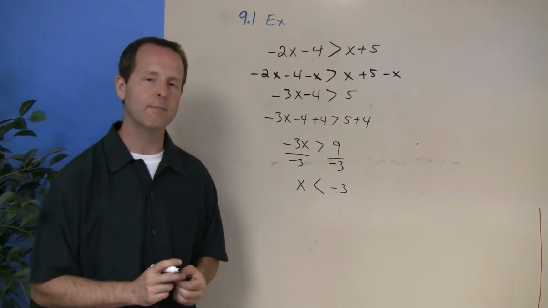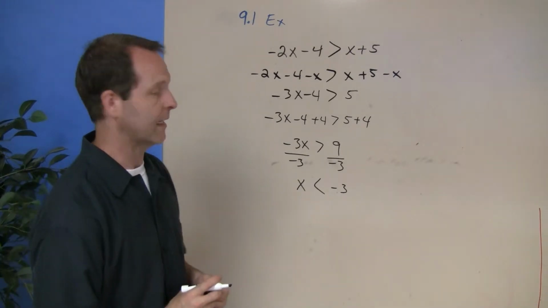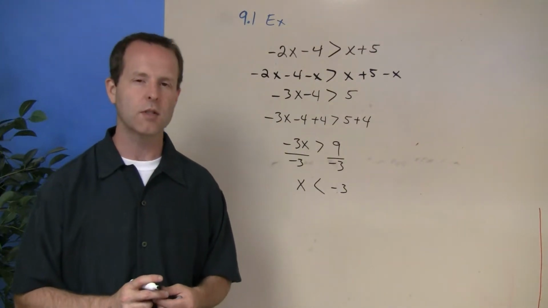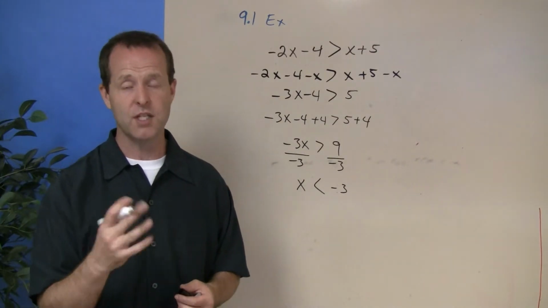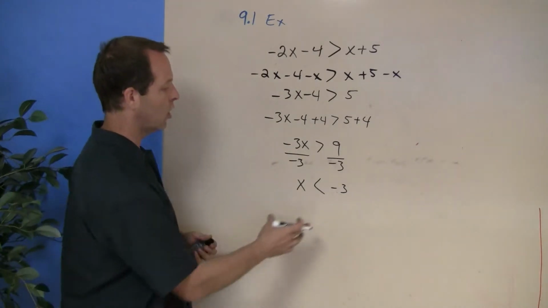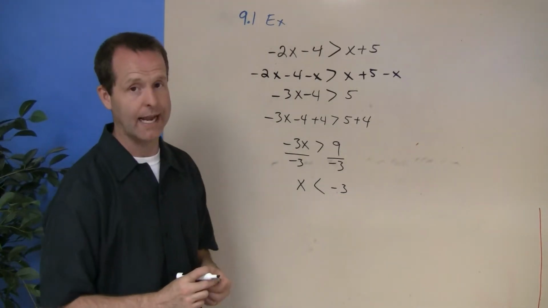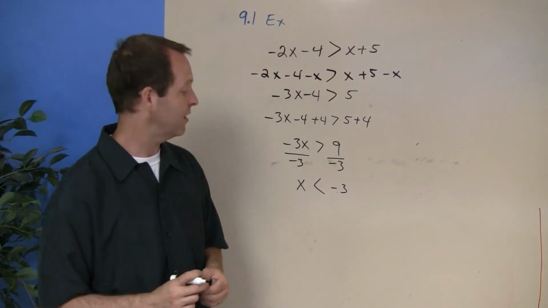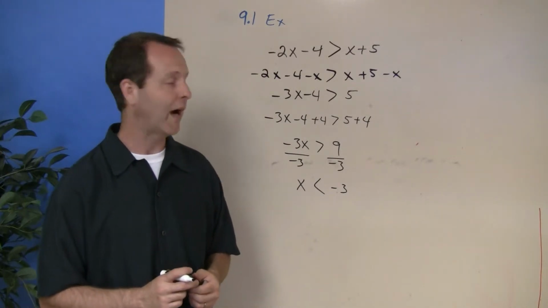That's the one small difference when we're solving a linear inequality compared to a linear equation: when we multiply or divide by a negative number, we flip around the sign. So my solution is x is less than negative 3. And we can write that in 3 different forms: interval notation, set builder, and also graphical.